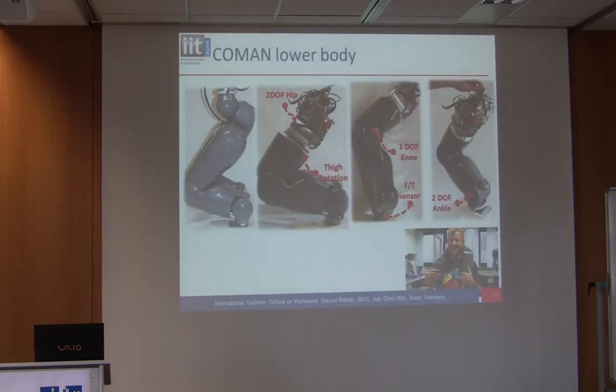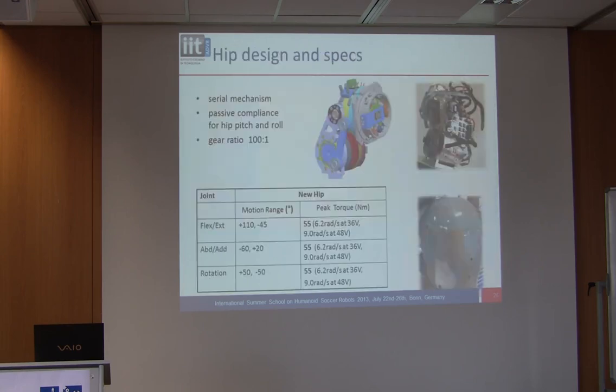This is the legs of the robot, and the kinematics are anthropomorphic. You have the flexion and abduction at the hip level, you have the rotation of the thigh here, and then the knee flexion, and two additional degrees of freedom for the dorsiflexion and the abduction of the ankle. And you can also see here the location of the force sensor. In the picture on the right, you can see the two legs together, the whole assembly of the lower body.